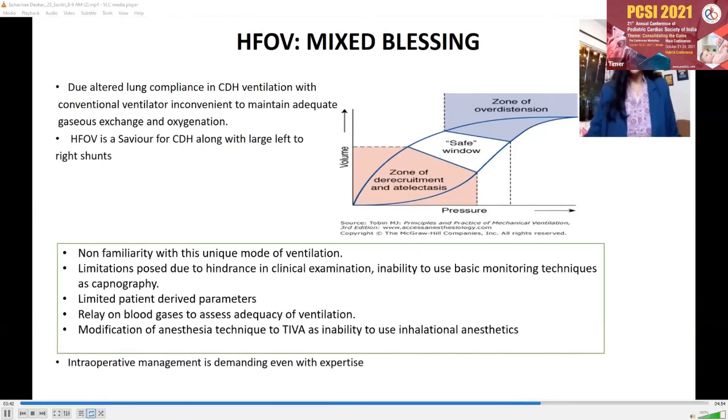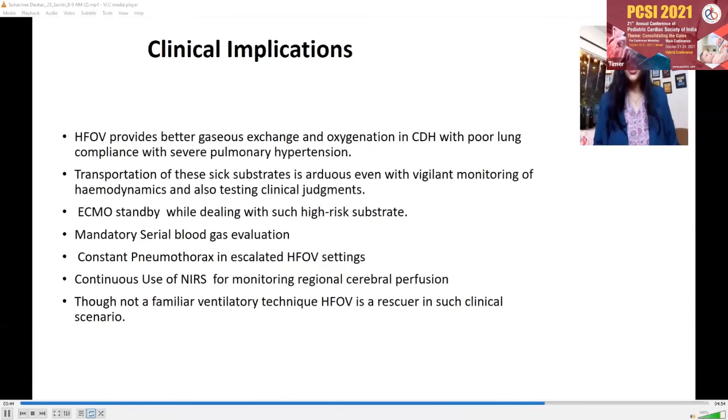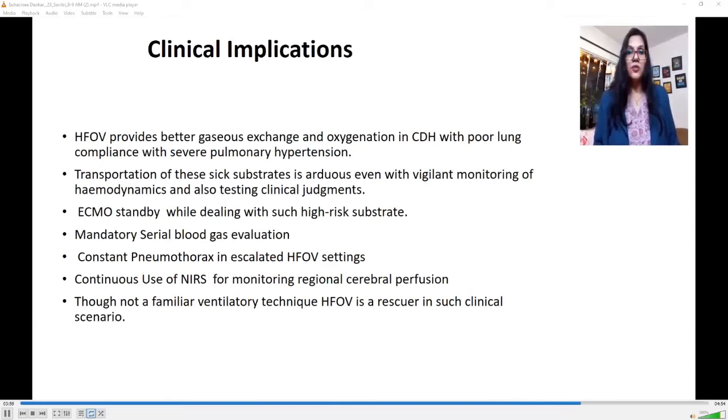HFOV provides better gaseous exchange and oxygenation in patients with CDH, with poor lung compliance and with severe pulmonary hypertension. Transportation of these patients is arduous, even with vigilant monitoring of hemodynamics, and it also takes clinical judgment. ECMO must be available while dealing with these high-risk substrates. It is mandatory to go ahead with serial ABGs as it is the only way to check for the adequacy of gaseous exchange. There is a constant threat of pneumothorax when the HFOV settings are escalated.